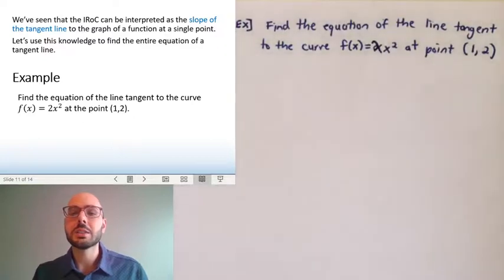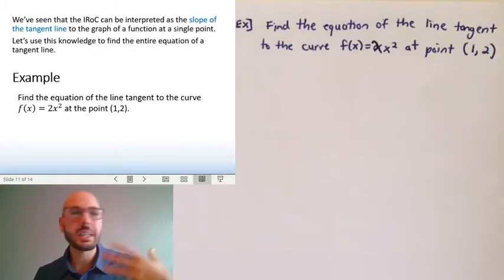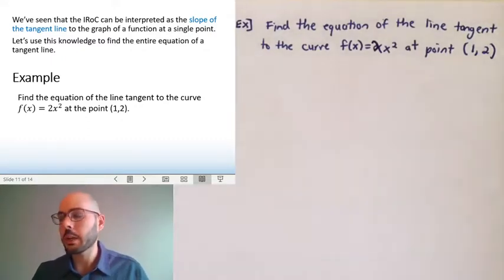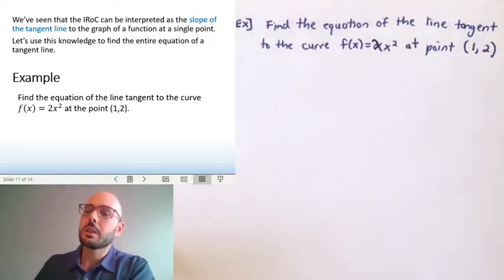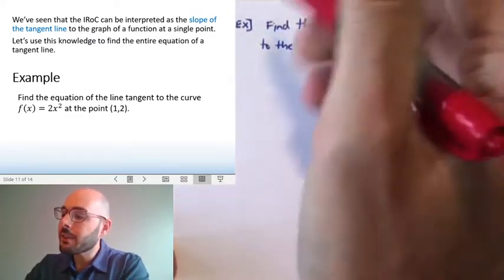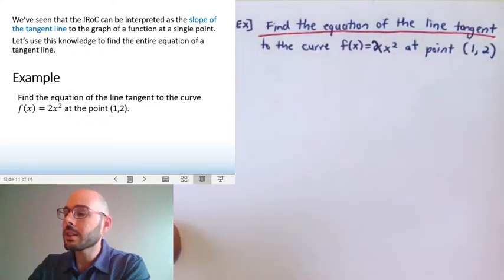Here our example is to find the equation of the line tangent to the curve f of x equals 2x squared at the point 1, 2. So the wording is a little bit different maybe than you would say it out loud, but that's why it's important to write it down so you're not confused about what the question is asking. Okay, so find the equation of the line that's tangent to the curve. So find the equation of the tangent line.